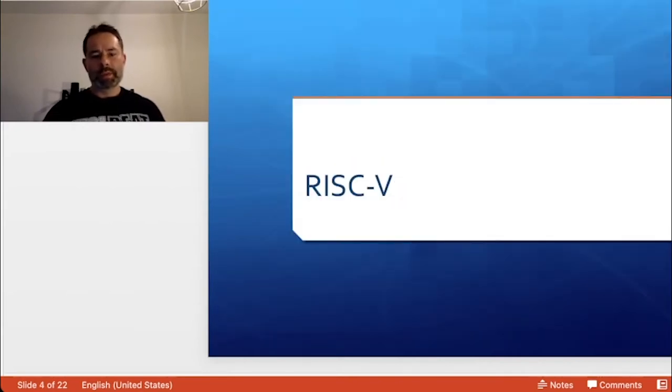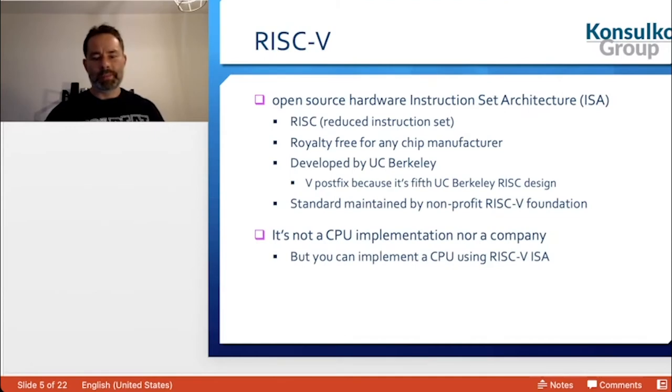RISC-V. I'm not going to spend too much of your valuable attention stating the obvious, so this is just a recap slide. RISC-V is an instruction set architecture. It's not a CPU implementation. It's not a company. It's, once again, a hardware instruction set architecture. And the main thing about it is that it's completely open source. It's royalty free for any chip manufacturer. And therefore, it can be deployed in very low cost designs because you don't have to pay any royalties.